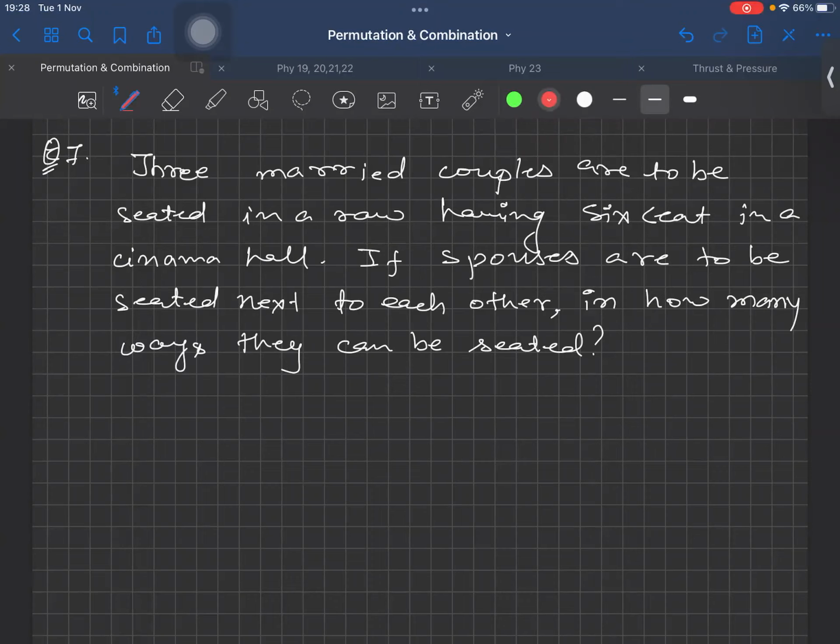6 ways, sir. 6 ways. How? Explain. Sir, I don't know whether it's right. It's fine. If it is right or not right, doesn't matter. You tell me your explanation. Sir, they are going to sit with each other, sir. So I took one couple, one couple together, sir. So it's going to be 1, and I took it as 3. Okay, so 3, 2, and 1, and if you multiply, you'll get 6.